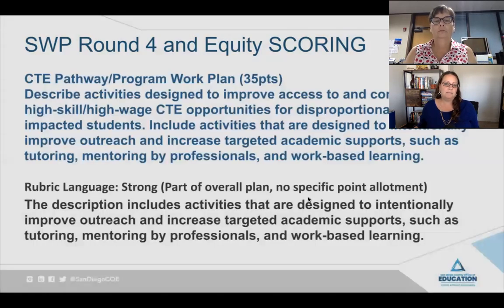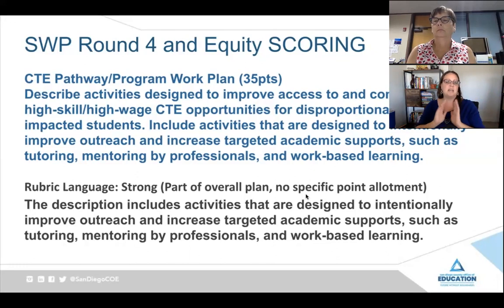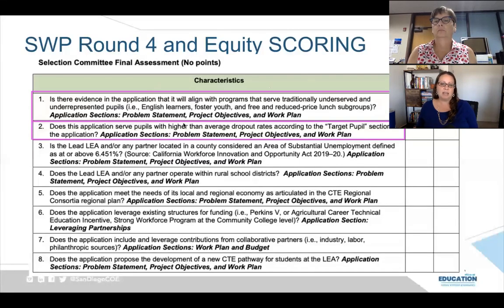And finally, you'll have a work plan. The work plan is scored differently. You'll see it's a larger rubric, but it does say the description includes activities designed to intentionally improve outreach and increase targeted academic supports, such as tutoring, mentoring by professionals, and work-based learning. So as you're going through, I think that's the end of the scoring.